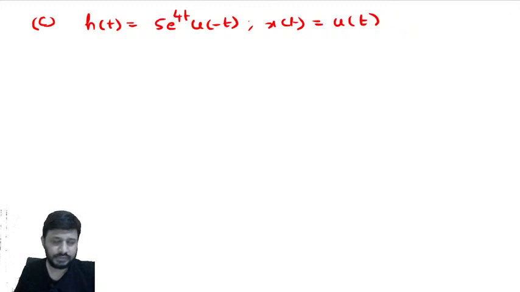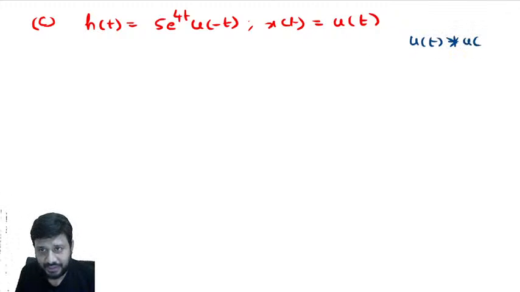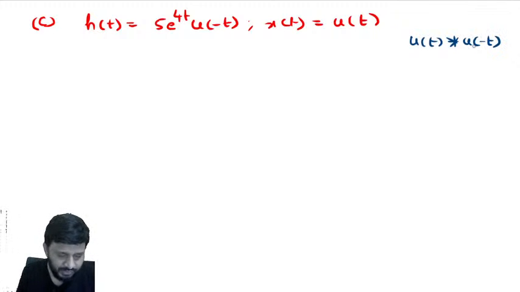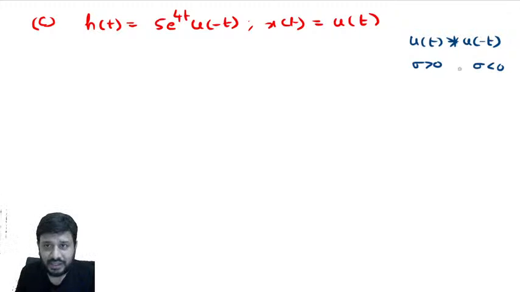See, observe here always. Suppose I have u of t convolved with u of minus t, if anybody is asking you. You can proceed with the Laplace transform if there is a common ROC, otherwise you cannot proceed. u of t means what is the ROC? Sigma greater than 0. u of minus t means sigma less than 0. Is there any common ROC? No common ROC means we cannot find it. So this convolution is not possible.